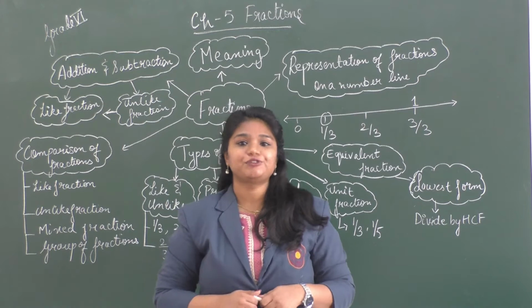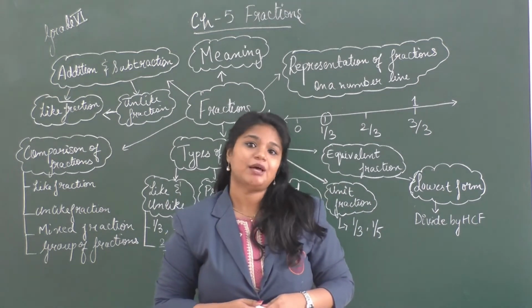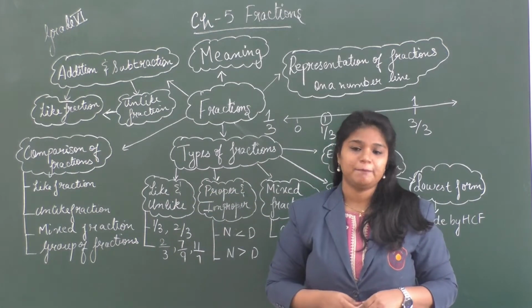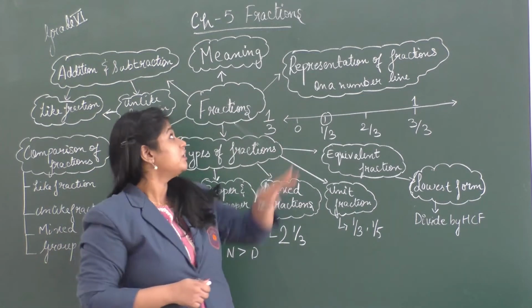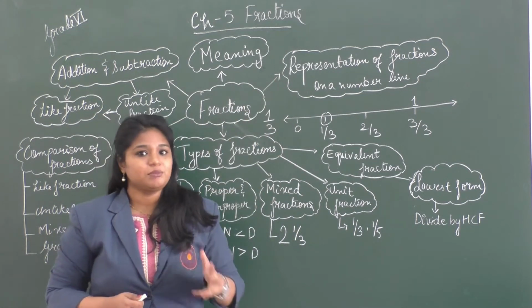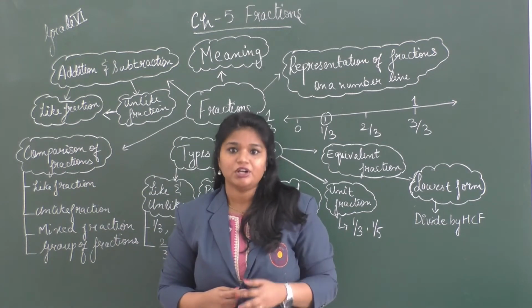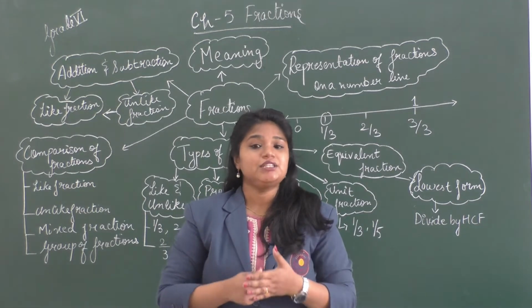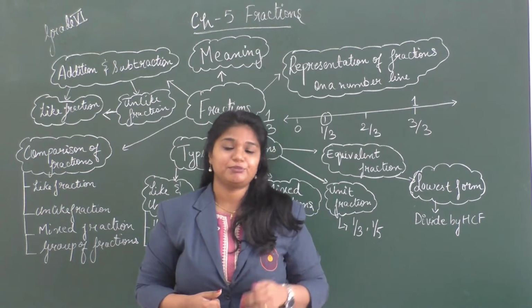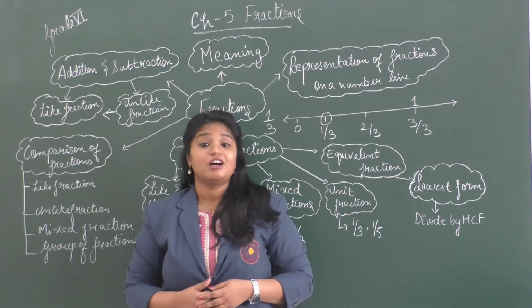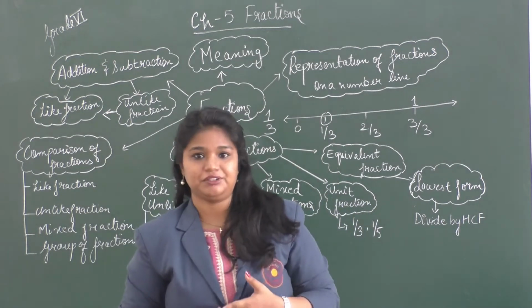We have completed the 5th chapter, that is fractions. Now let's have a quick recap of the chapter with the help of a mind map. So we started the chapter by learning about the term fractions. What is the meaning of fractions? Fraction is a part of a whole or a group of a whole. It is represented as number of parts considered divided by total number of parts. A fraction has two parts, a numerator and a denominator.